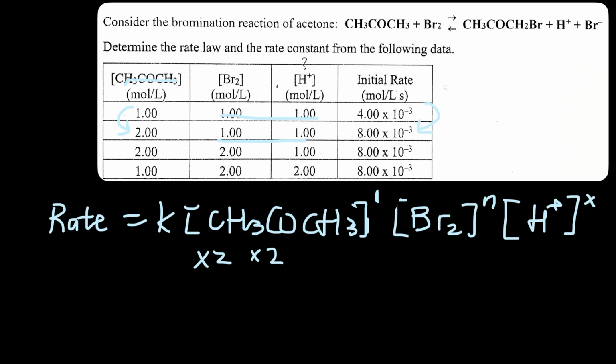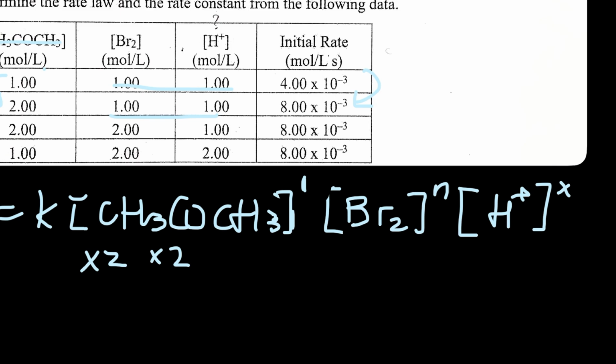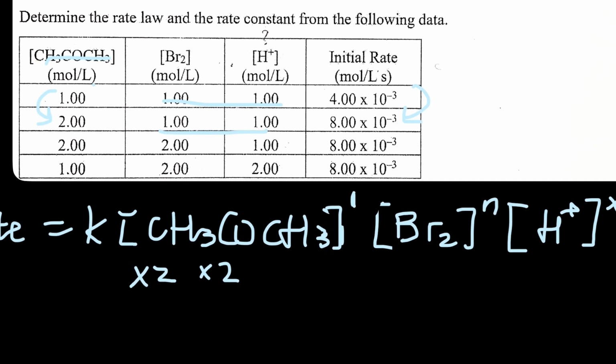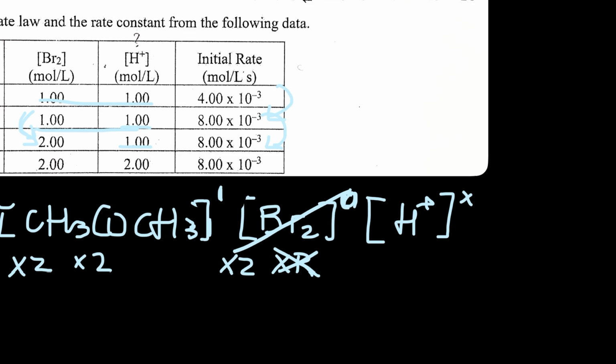Now, what about bromine? So bromine, let's see, if we look at here where it doubles, everything else is constant. Perfect. So doubling the concentration of bromine, unfortunately, does not affect rate. So that means the reaction order is 0. That means we can just remove this from the rate law.